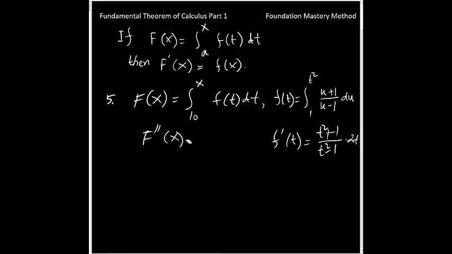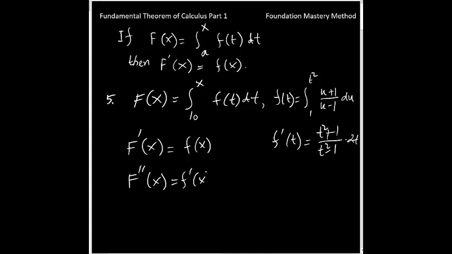Now let's see what happens in here. We have F prime of x will be f(t) with t replaced by x. So F prime of x is f(x). Now what is F double prime of x? F double prime of x will be f prime of x. Now we have f prime t is this.